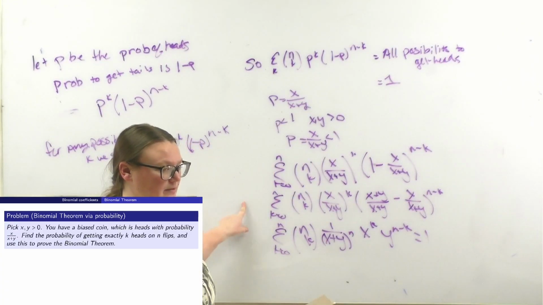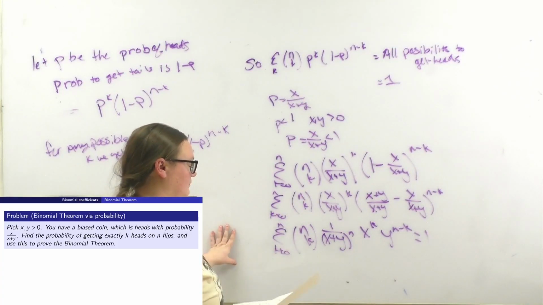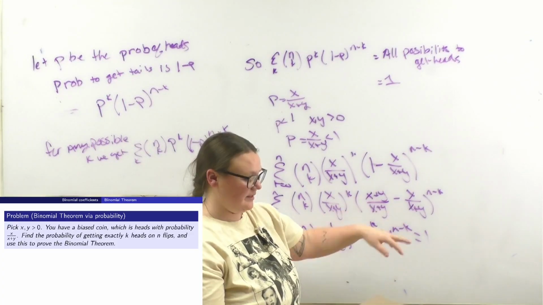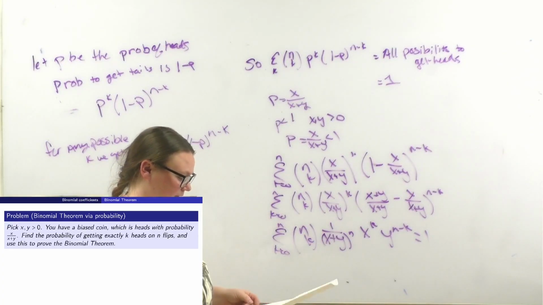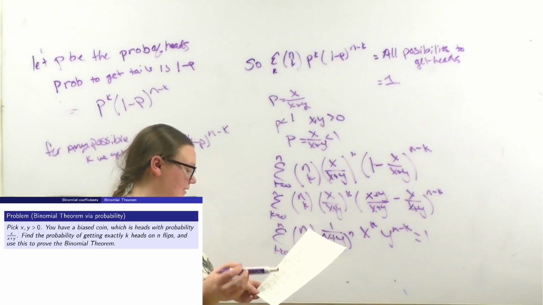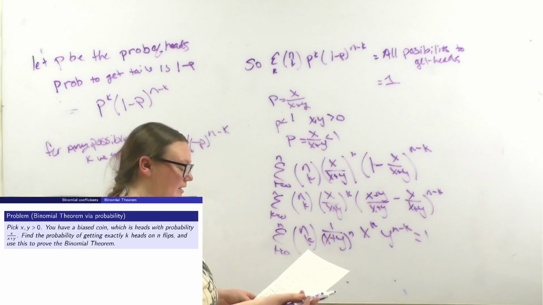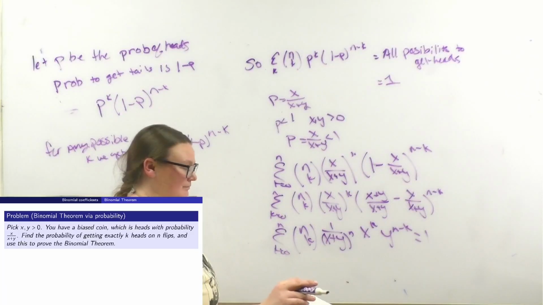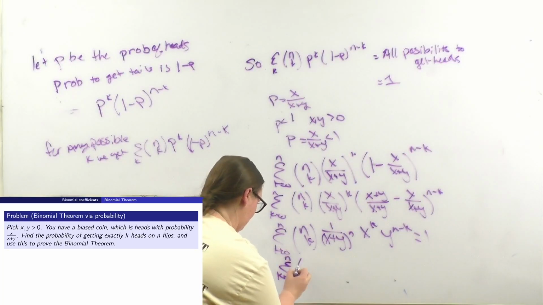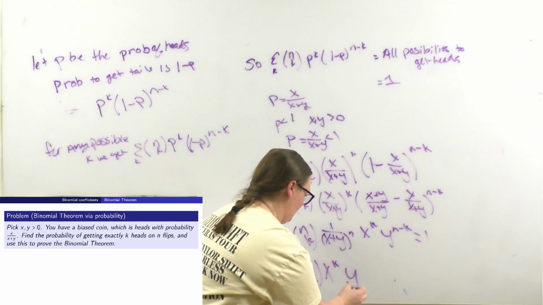Do we understand this? Should I do some more? Yeah, there was some distributing and some canceling and then some adding or subtracting. Okay, are we happy with that? So then x plus y to the n is not dependent on k. So if we multiply both sides by x plus y to the n, we're okay. So we get the sum from k equals 0 to n of n choose k, x to the k, y to the n minus k.